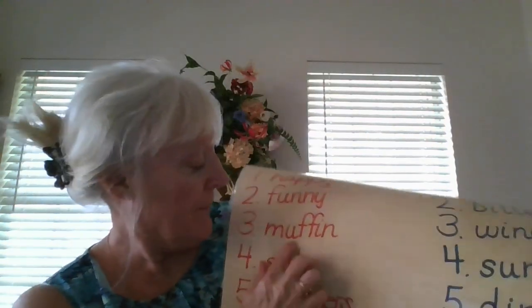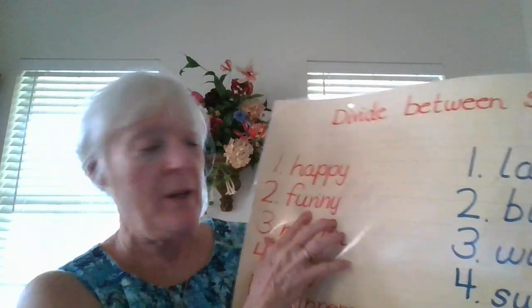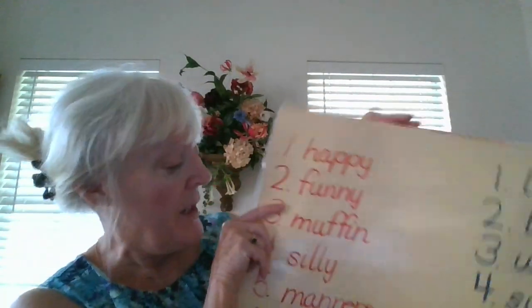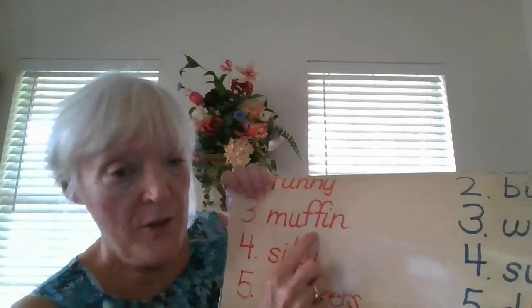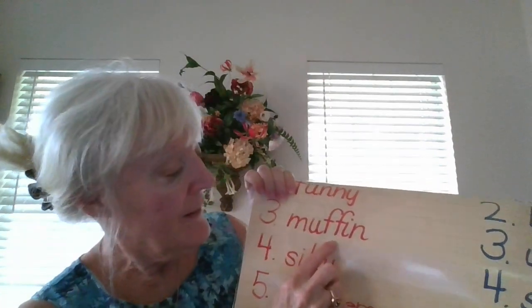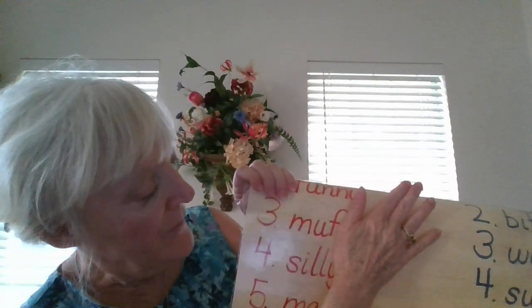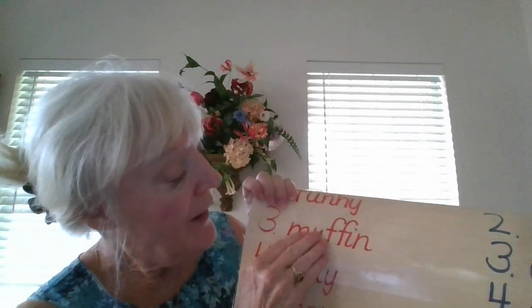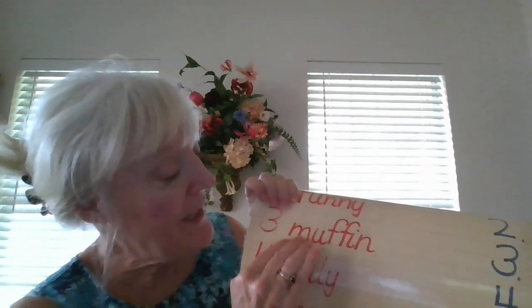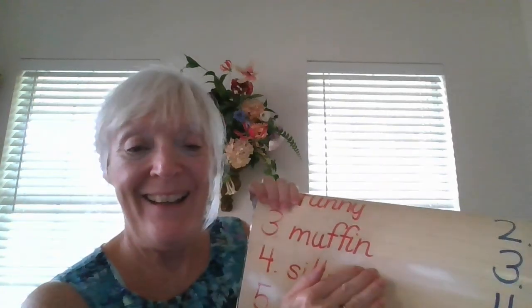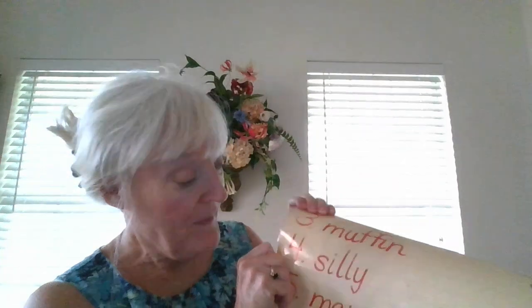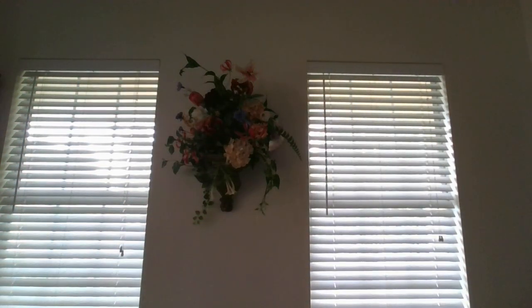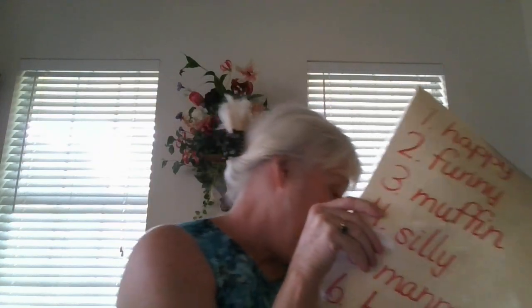Down to number 3. Okay, that one was funny. I think we already had that one. We'll go down to number 3. Do you see two F's? Read the first part. First syllable first. What'd you get? Muff. Did you get muff? Now read the second part. Now put it together. What do you get? Did you get muffin? Do you like muffins? Yes, muffin is a yummy thing to eat, isn't it?